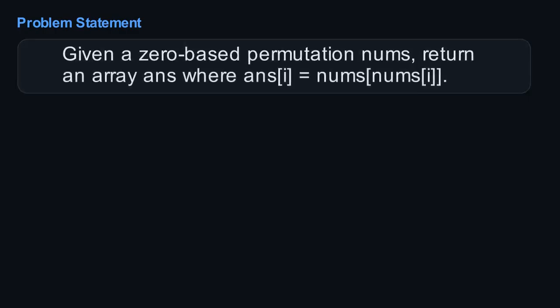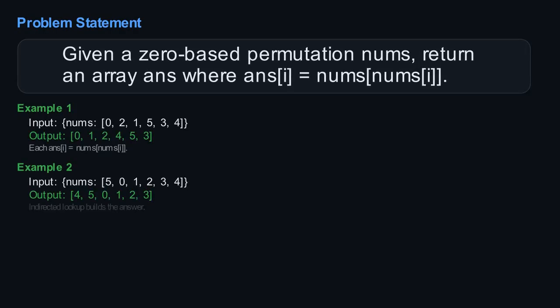Given a zero-based permutation array, we need to construct a new array where each element at index i is the value found at nums[nums[i]]. Essentially, we're performing a double lookup, first finding an index, then using that index to find the final value. The constraint is that the input array contains a valid permutation of numbers from 0 to its length - 1.